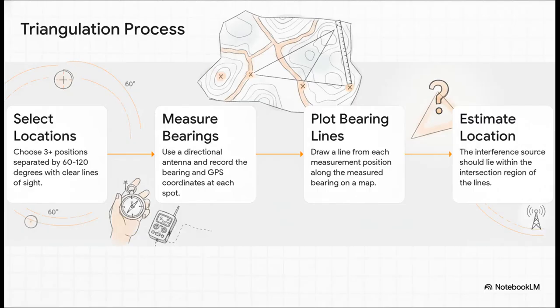So how do you actually do this in the real world? It's basically a four-step dance. First, you've got to pick at least 3 different spots to take your measurements from. And this is crucial. You want them spaced out really well, ideally giving you 60 to 120-degree angles relative to where you think the target is. That geometry gives you the best results. Then, at each spot, you find the bearing and you log your GPS. After that, it's back to the map to literally draw the lines. The little area where they all bunch up, that's where you start walking around.